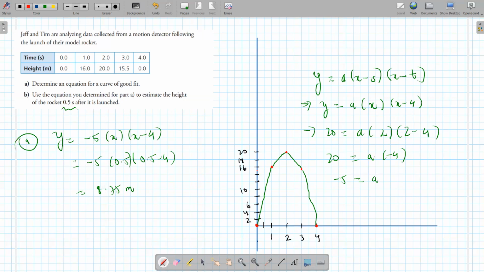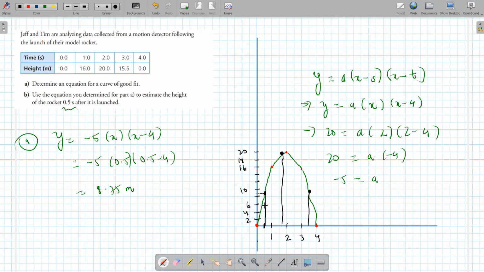What does that mean? That means when the time is 0.5, our model gives us a y value of 8.75, and that's what prediction means. You can use these 5 data points that they've given you to make predictions about the missing values. Like we can find out what's the height when the time is 1.8 seconds or 3.6 seconds. This is called prediction.